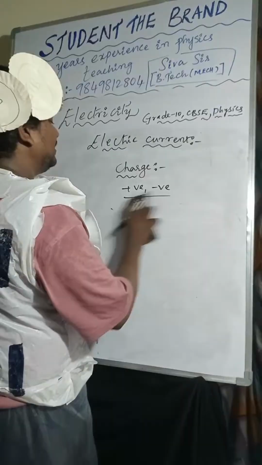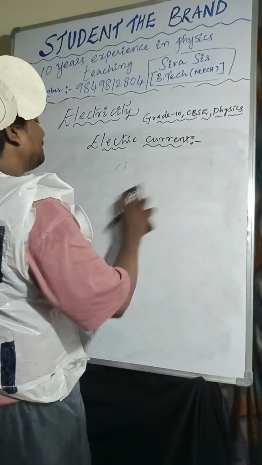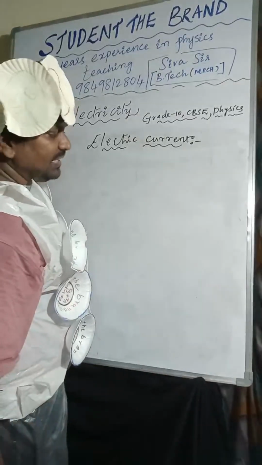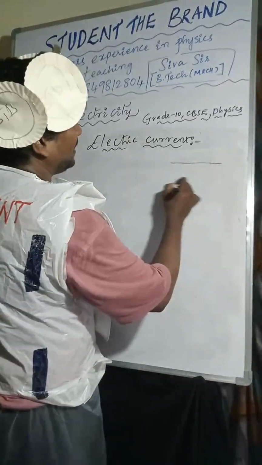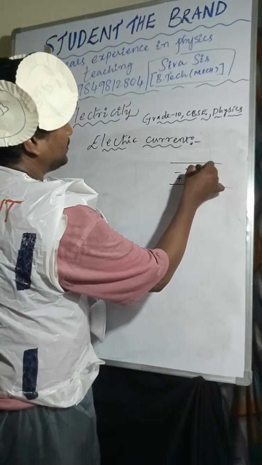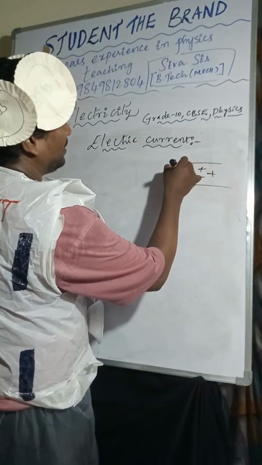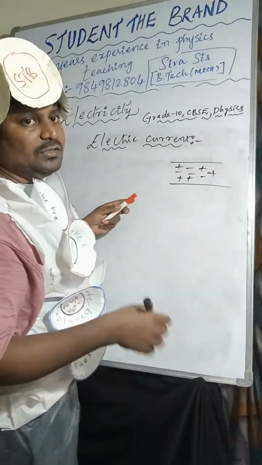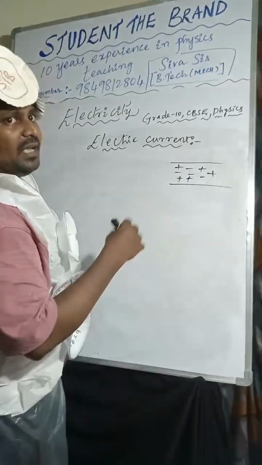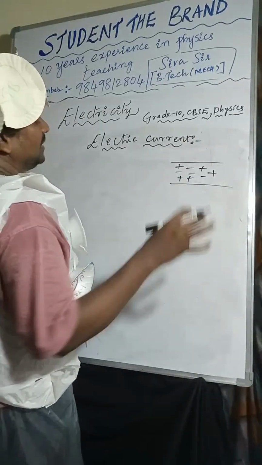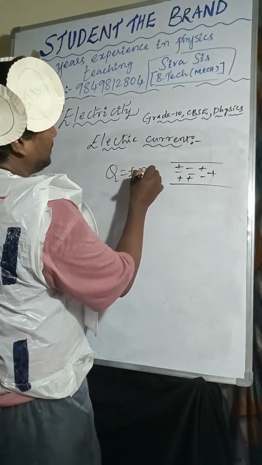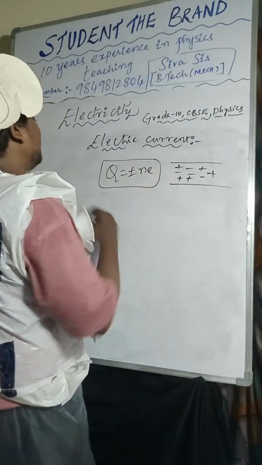Quantization of charge: charge is inside the conductor. If only one charge moves, we can't say current is flowing. A number of charges must move inside the conductor, then only we can say current is flowing. That's why Q equals plus or minus Ne.